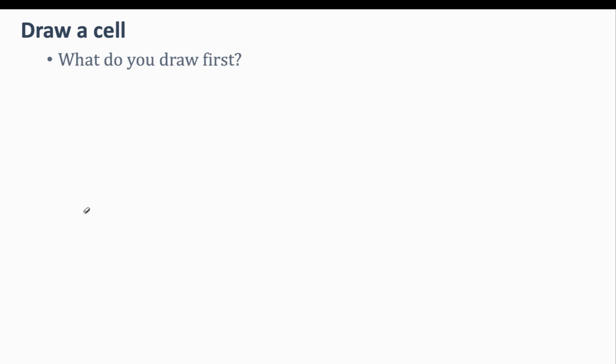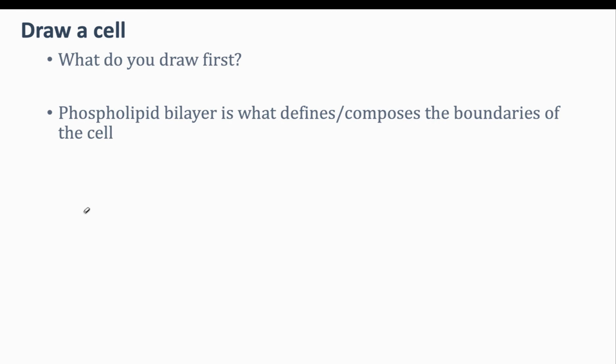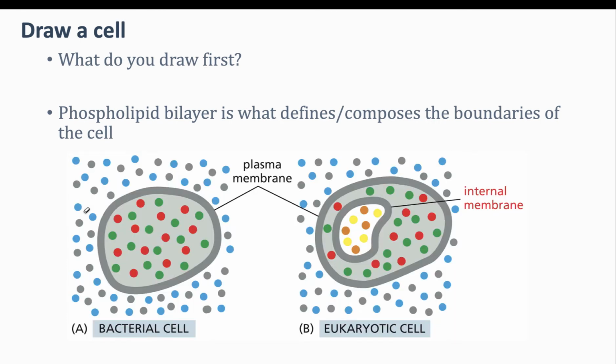I ask you, what do you draw first? You draw a cell membrane. And again, the phospholipid bilayer is what defines or composes the boundaries of the cell. In a bacterial cell, it's just that simple: cell membrane or plasma membrane, whereas we have more internal membrane in a eukaryotic cell.